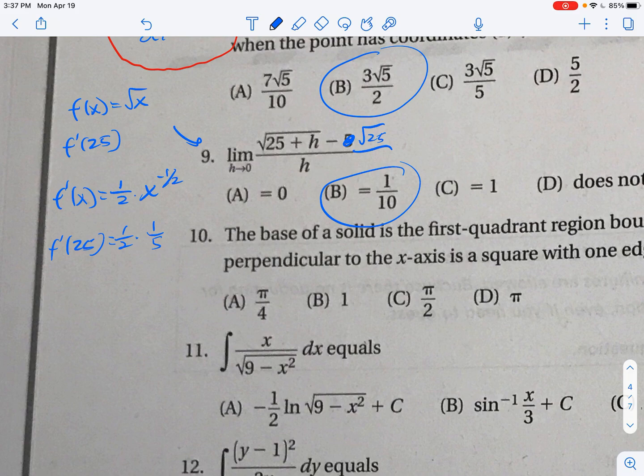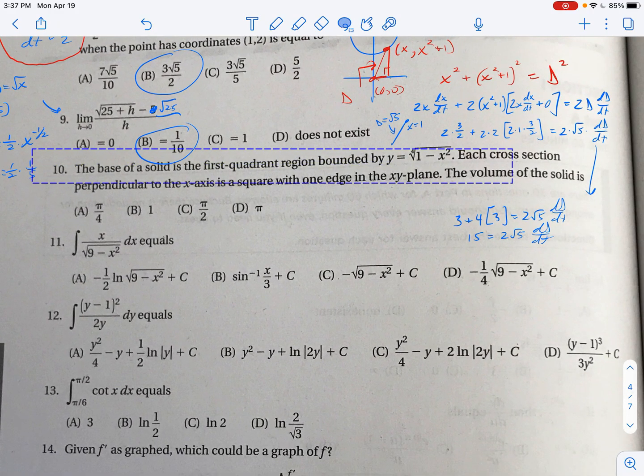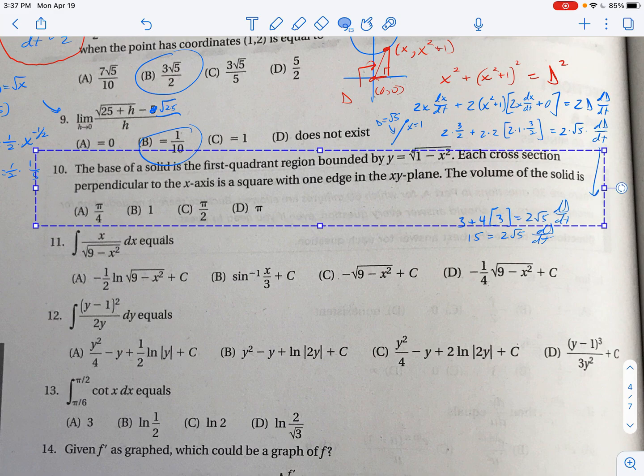You could also do this by L'Hopital's rule. It's basically the same amount of work. All right, number 10. Let me copy this and do it in a different place.